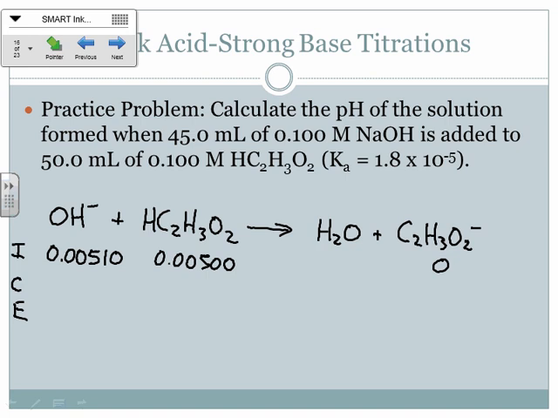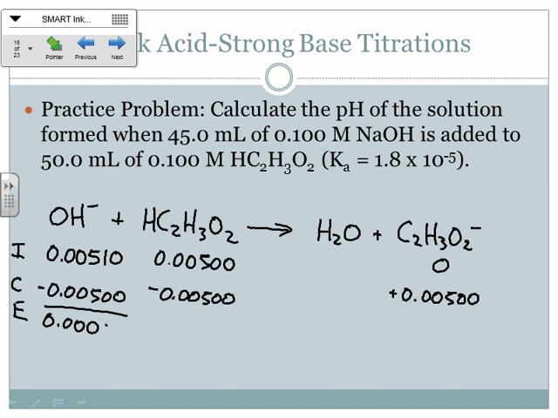So now what's going to happen? They're not equal, so what kind of problem do we essentially have now? This is a limiting reactant problem, right? Okay, so we've got to be thinking about which one's going to run out first, and actually in this case, the acetic acid's going to run out first. Okay, so both of these are going to go down by 0.00500. This is going to go up by 0.00500. And now we've got a really small number here.